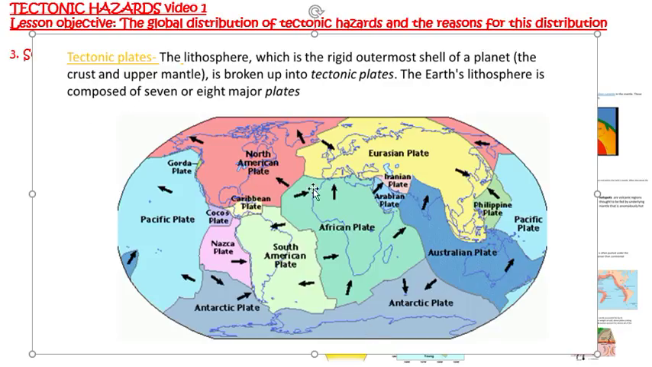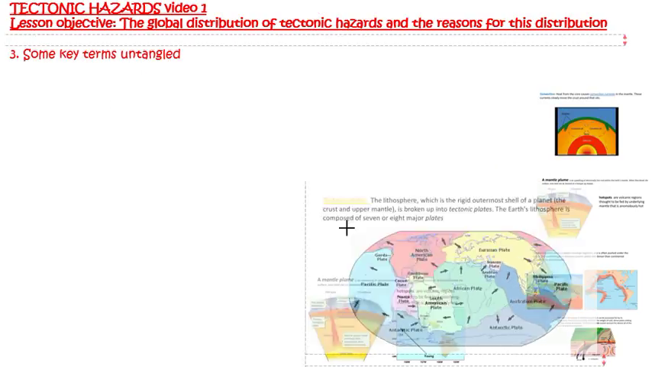Okie dokie. So get familiar with the names of the North American, Nazca, South American, Eurasian, Indo-Australian, Pacific. Yep, 5 or 6 are your major ones.